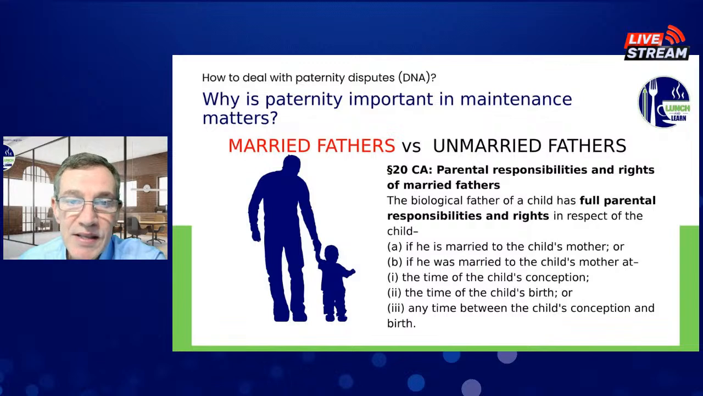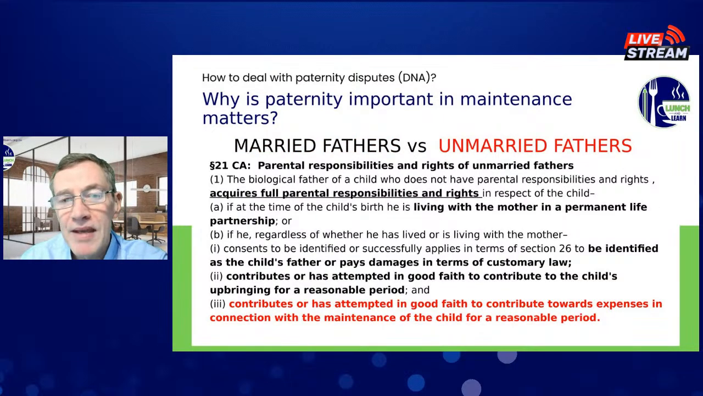And those rights would be if he was married to the child's biological mother, or if he was married to the child's mother during the time that the child was conceived, or during the time of the birth, or any stage between the child's conception and the birth of the child, then he would acquire automatic parental responsibilities and rights, and also the right to pay maintenance.